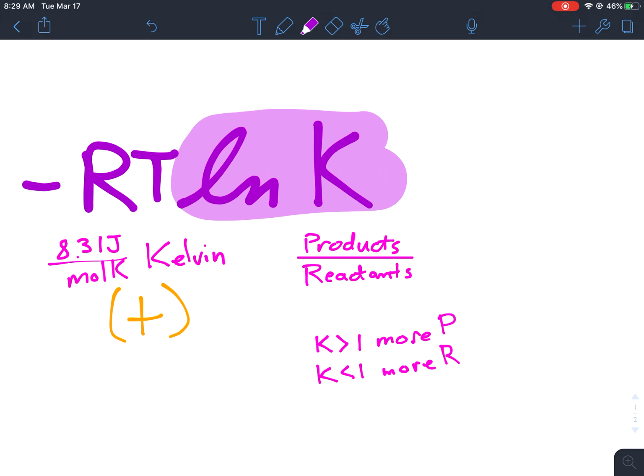The ln K is, okay, let's just talk about log, okay? So products over reactants, okay? If your K is greater than 1, you have more product. If your K is less than 1, you have more reactants, right? Like you have more denominator than you have numerator.